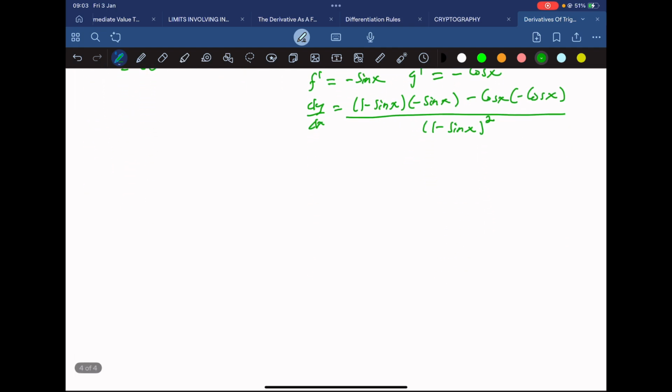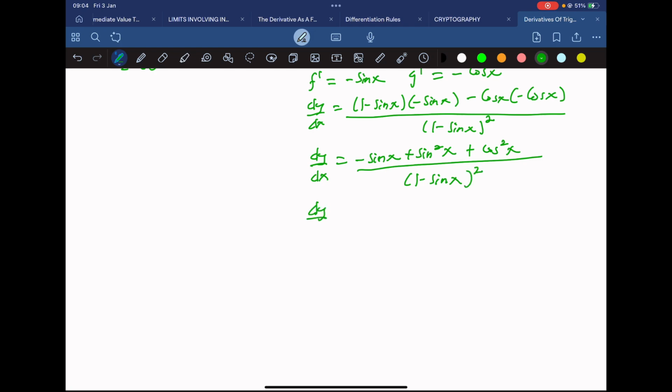So now we have our dy/dx to be equal to, now if we distribute this right here, we have negative sine of x, then plus sine squared x. And if we distribute this, we have positive, because negative and negative right here. So we have positive cos squared of x, dividing 1 minus sine of x all squared.